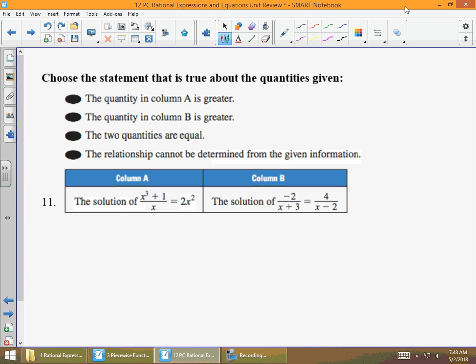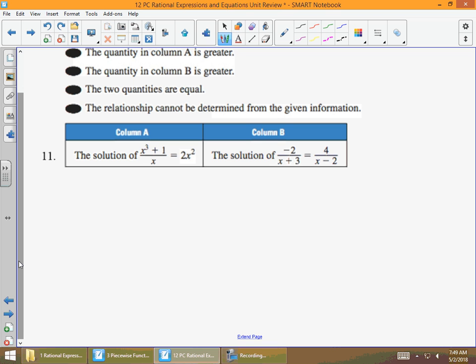Okay, so number 11 and number 12, these problems are kind of test prep-y. It says choose the statement that's true. The quantity in A is greater, the quantity in B is greater, the quantities are equal, or the relationship cannot be determined. What we have to do here is just solve.